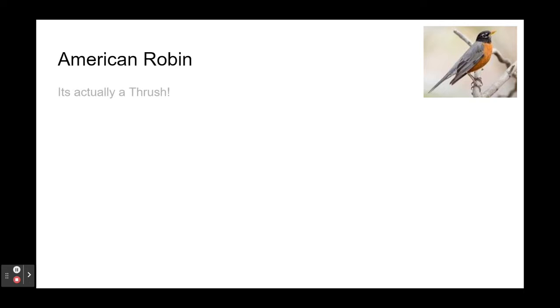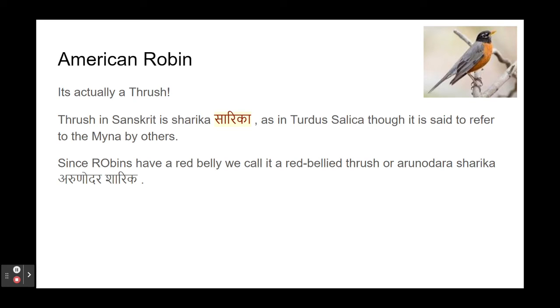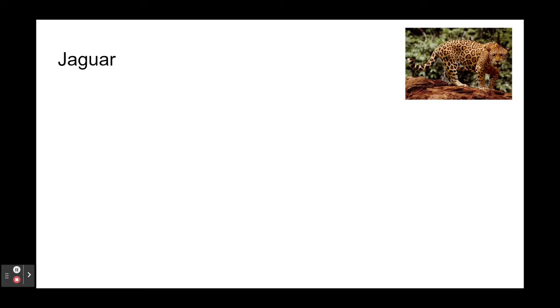The American robin, it's actually a thrush. Thrush in Sanskrit is sharika, as in Turdus sarika, although it's said to refer to the myna by other sources. Since this robin has a red belly, we'll call it a red belly thrush or Arunodara sharika. I suggest using the local language for red and for belly and for thrush.